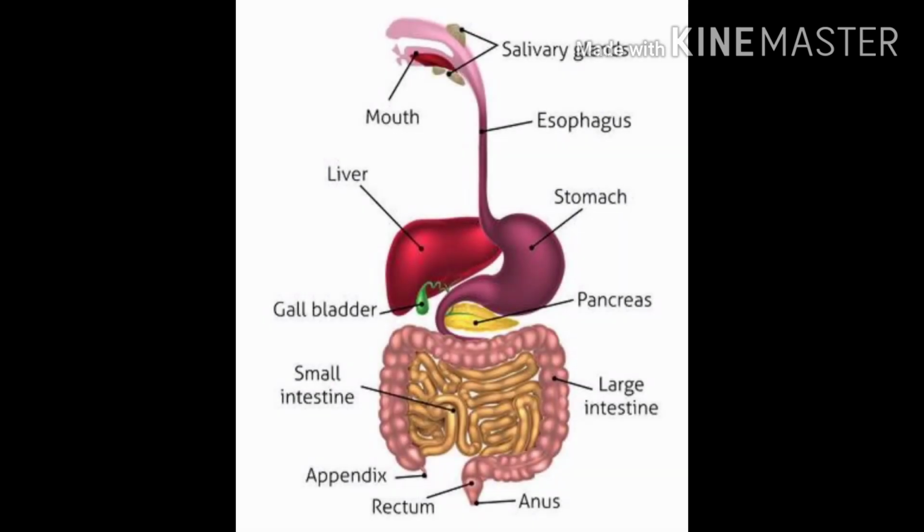In this diagram, you see the different parts of human digestive system. Start from mouth, salivary glands, esophagus, liver, stomach, pancreas, gallbladder, small intestine, large intestine, appendix, rectum and anus. Let's start human digestive system.